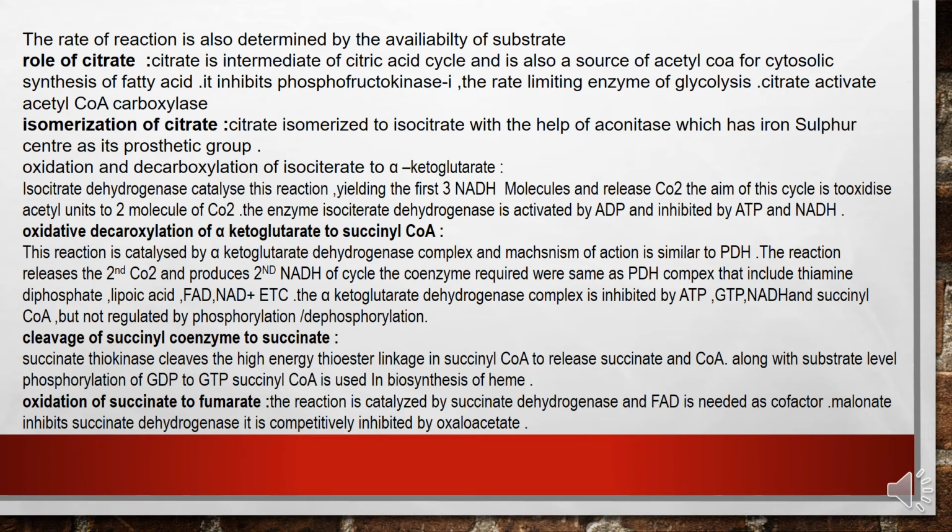Malonate inhibits succinate dehydrogenase, and it is completely inhibited by oxaloacetate.